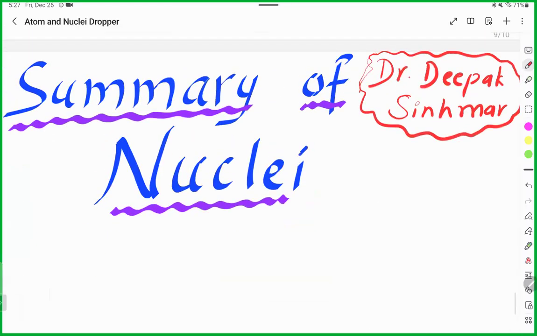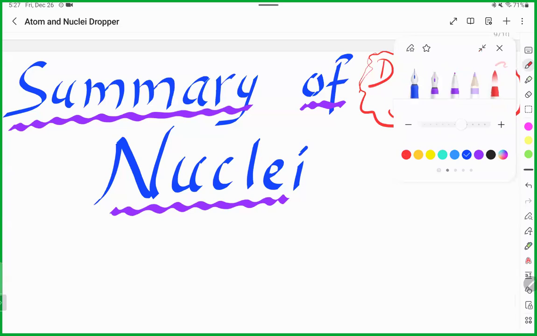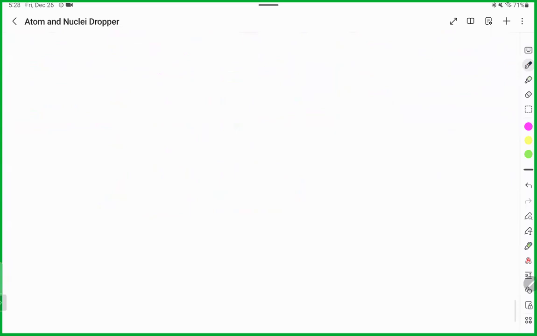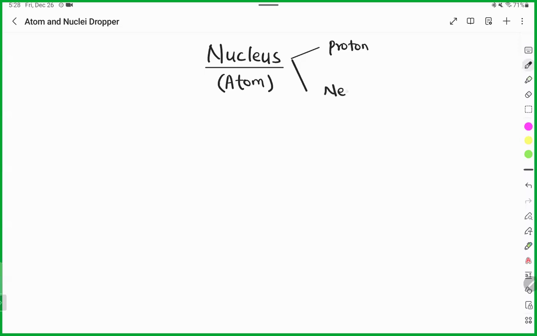The summary of nucleus. In this topic, we are talking about nucleus and its behavior. First, we know that nucleus is present in an atom, and this nucleus is made up of two types of particle. One is proton, second is neutron. Each particle is known as nucleon. Whether it is proton or neutron, it is known as nucleon.